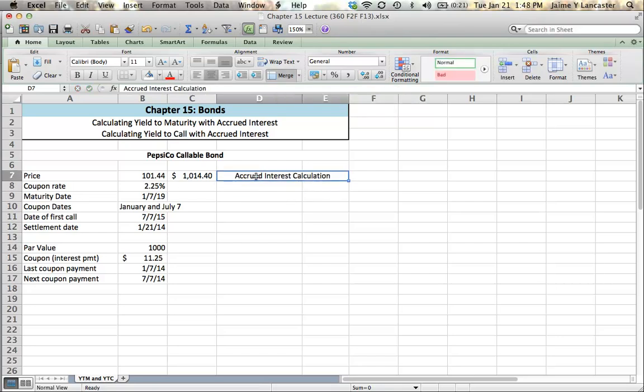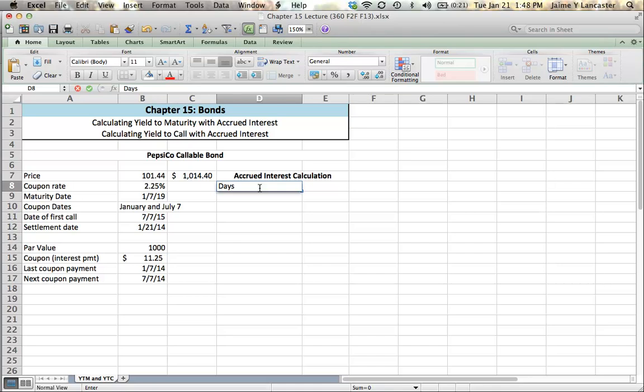All right, so basically what we have to figure out is what percentage of the period between January 7th of this year and July 7th of this year has the last owner held the bond? So they've held it for some percentage. If we were to say that this 6 months is 100%, what percent is the period between January 7th and January 21st? So we're going to ask ourselves a few things.